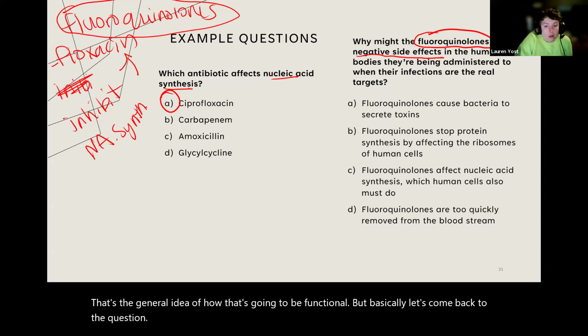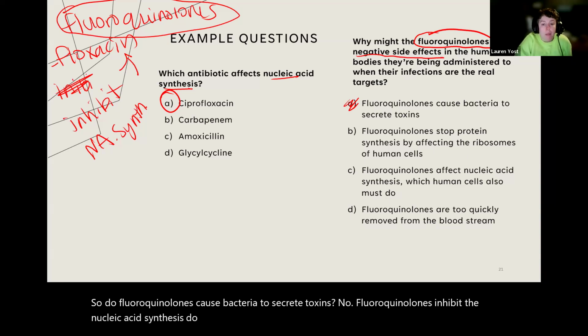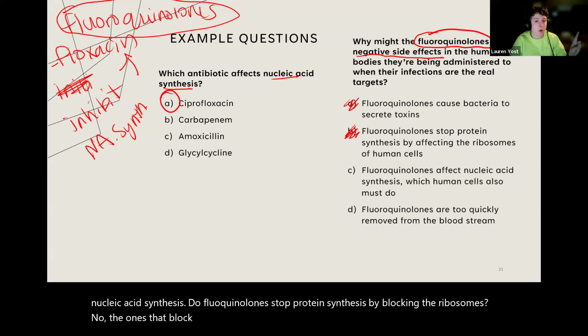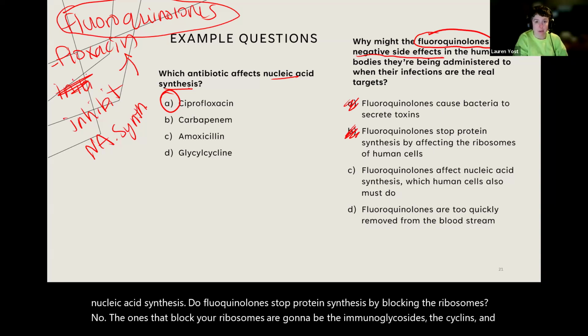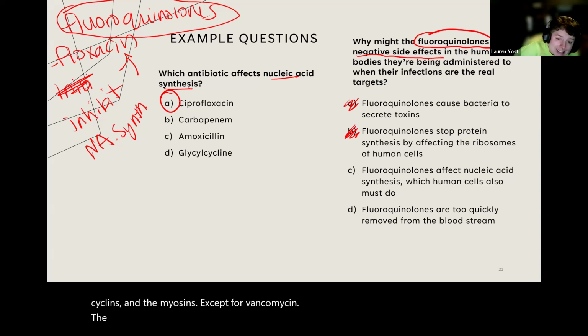So, do fluoroquinolones cause bacteria to secrete toxins? No, fluoroquinolones inhibit the nucleic acid synthesis. Do fluoroquinolones stop protein synthesis by blocking the ribosomes? No. The ones that block your ribosomes are going to be the aminoglycosides, the cyclins, and the mycins, except for vancomycin. The fluoroquinolones, do they affect nucleic acid synthesis?